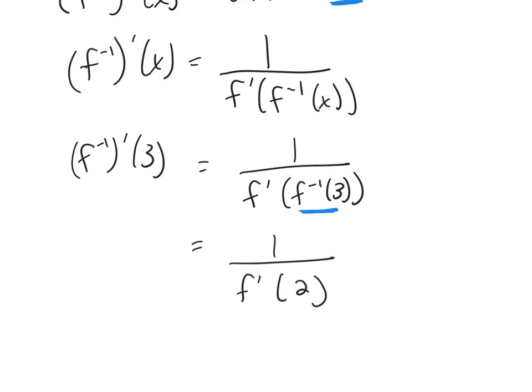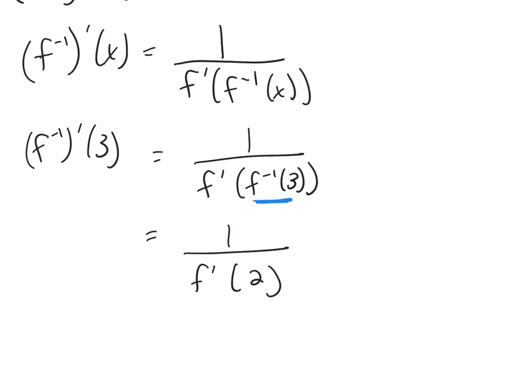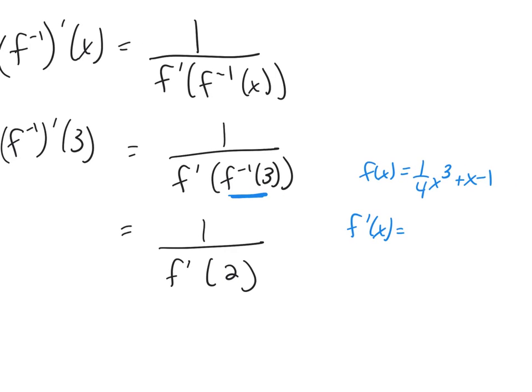So now I need to look back to my f function, and I need to find the derivative of that. So maybe off here to the side, let's remind ourselves what our function f of x was. It was 1/4 x cubed plus x minus 1. What's the derivative going to be? It'll be 3/4 x squared plus 1. And then we want to plug in 2 into this derivative here. If I plug in 2, you'll get 3 plus 1, or 4.